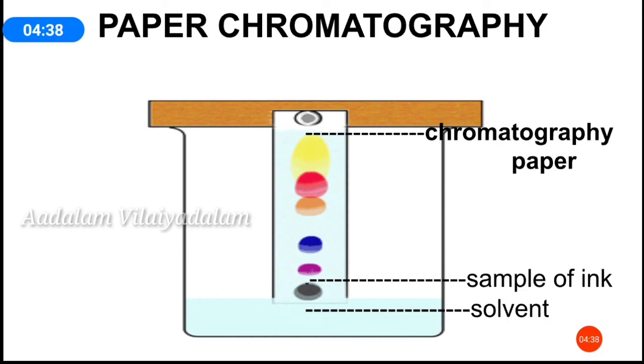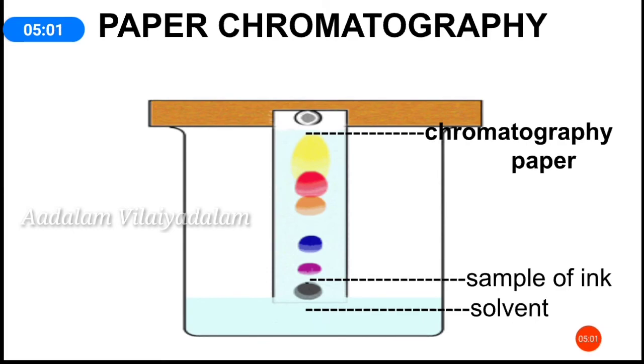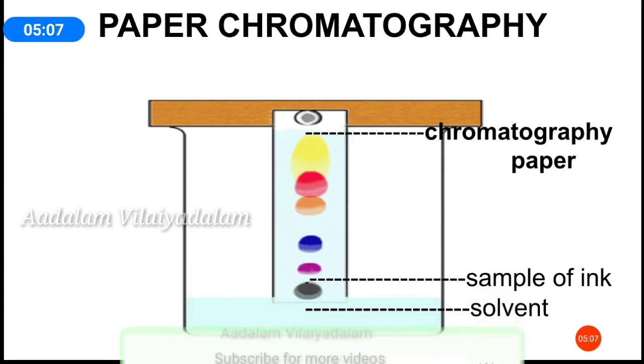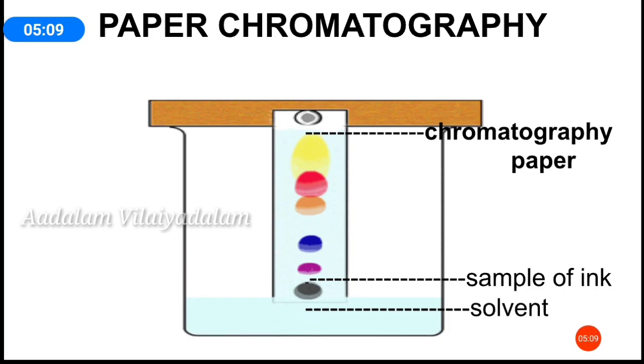As the solvent moves up the paper, the dyes are also carried with it. Then the dyes begin to separate. They separate because they have different solubility in the solvent. So the dyes are absorbed to different extents by the chromatography paper. The chromatogram shows that the black ink contains more than 3 dyes. So in this way, the components from the mixtures can be separated.